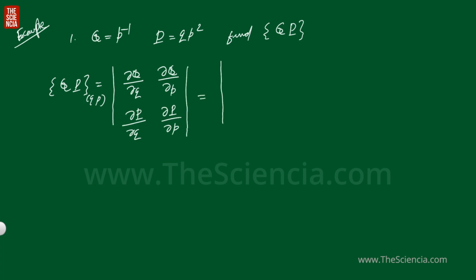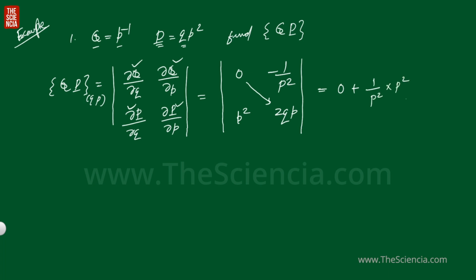So what we get? Dou Q by dou q, that is in the Q there is no small q term, that will be equal to 0. Next is dou Q by dou p. So Q is a function of p. So what we get? We get minus 1 by p square. Now what is dou P by dou q? This is the P and P is a function of q. So we get it is equal to p square. And what is dou P by dou p? Again, capital P is a function of small p. So we get 2qp. That is equal to 0 into 2qp. That is 0. Minus into, that is plus 1 by p square into p square. That is equal to 1.